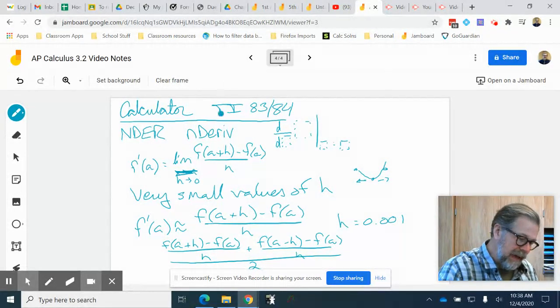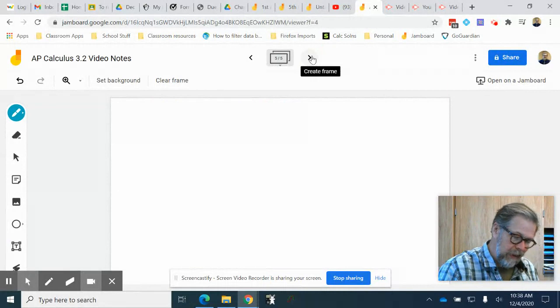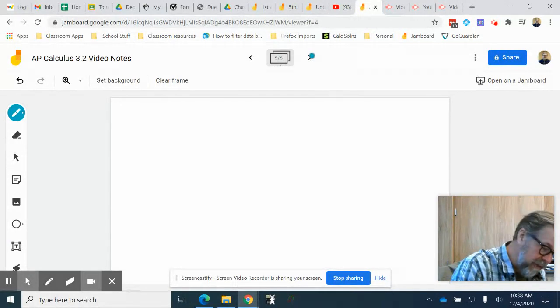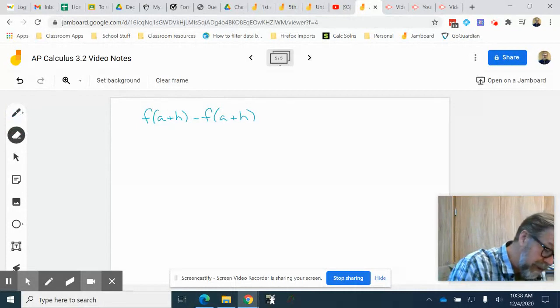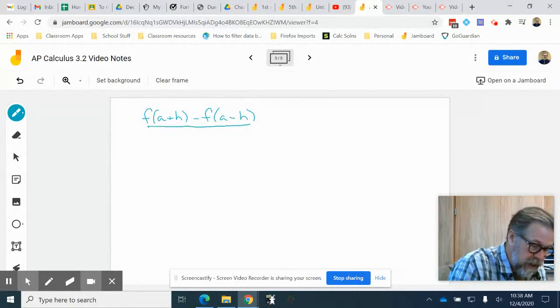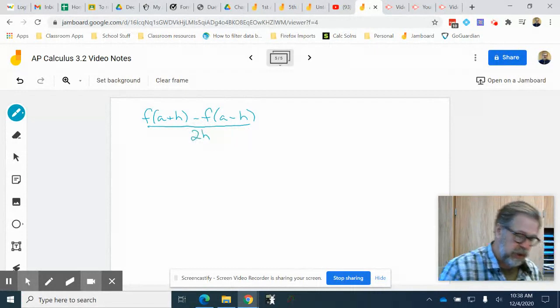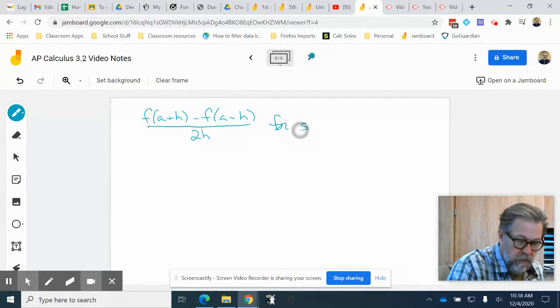So what have I got now? Well, what I end up with by doing a little fiddling is I take the value above and I subtract the value below, which is a minus, and I divide that by 2h, for small values of h.